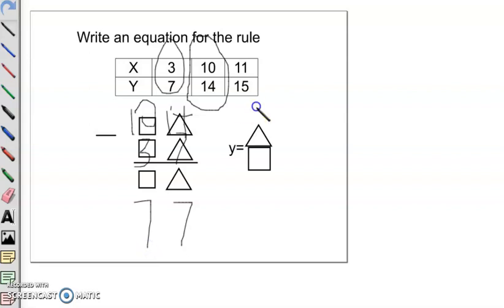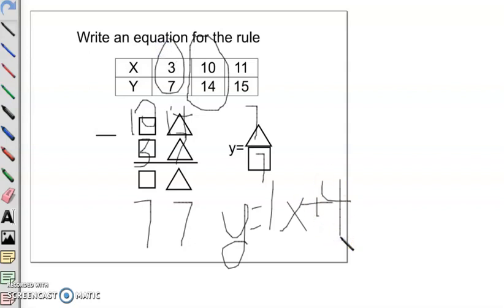Yep. So then I'm going to get 7 over 7. Well, that simplifies to 1. So this is going to be y equals 1x. Well, 1 times 3 is not 7. 1 times 3 is 3, so I need to add 4 more.